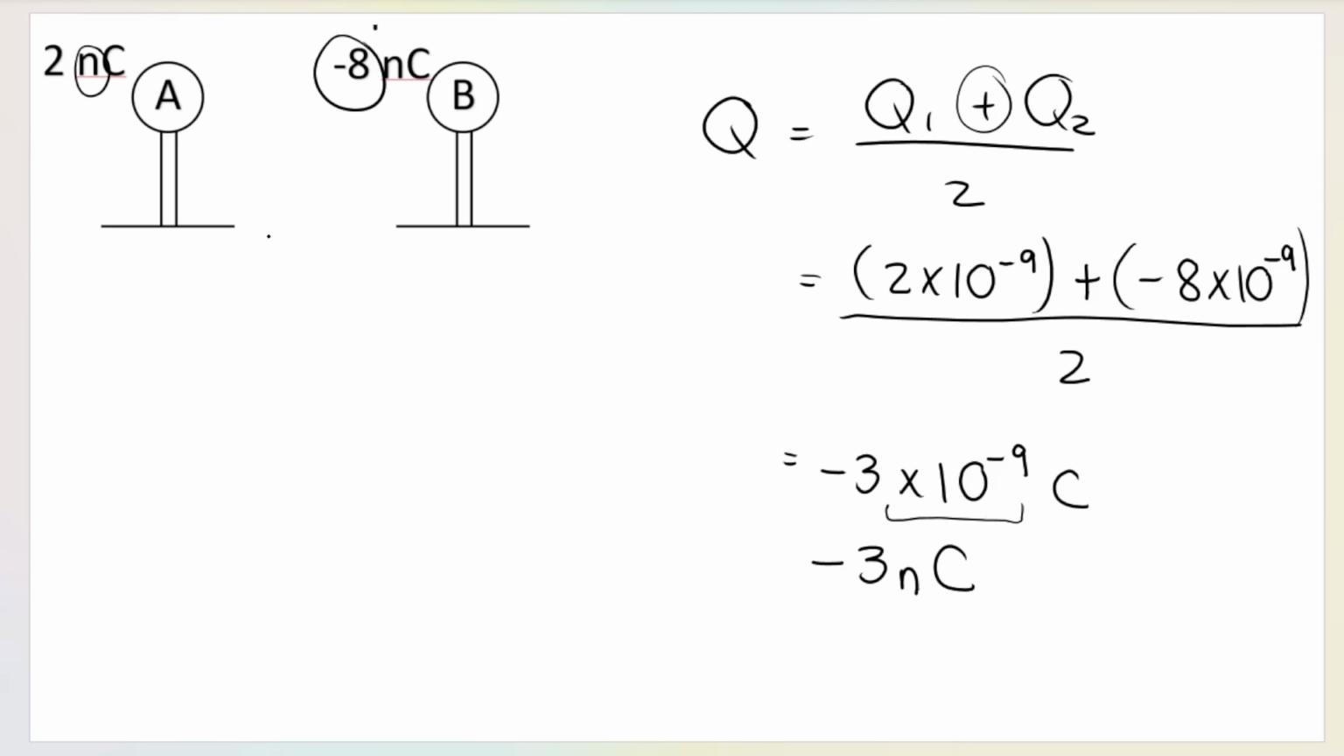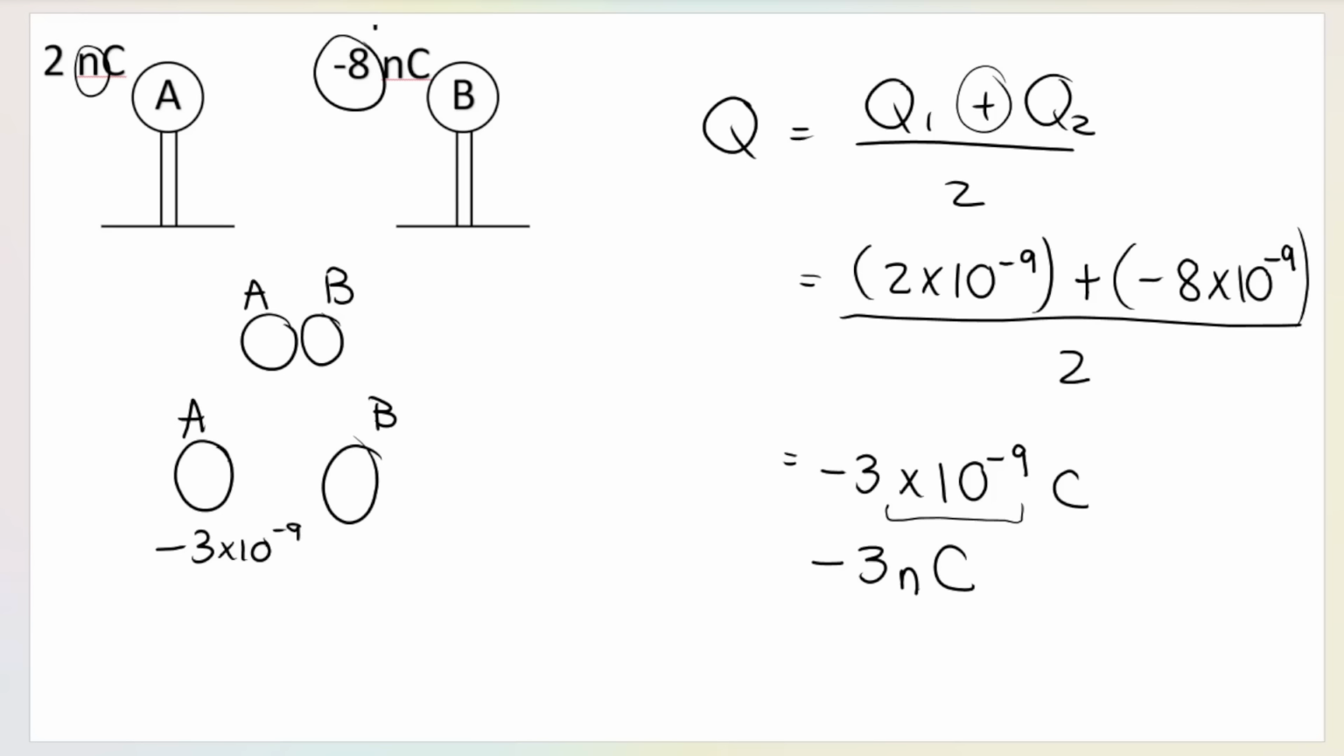What this means is that initially A and B have the charges that you see on the screen, then they touch. Which way will electrons move, by the way? They'll move from B to A, because from more negative to less negative. Then when they separate again, A and B both have the same final charge.